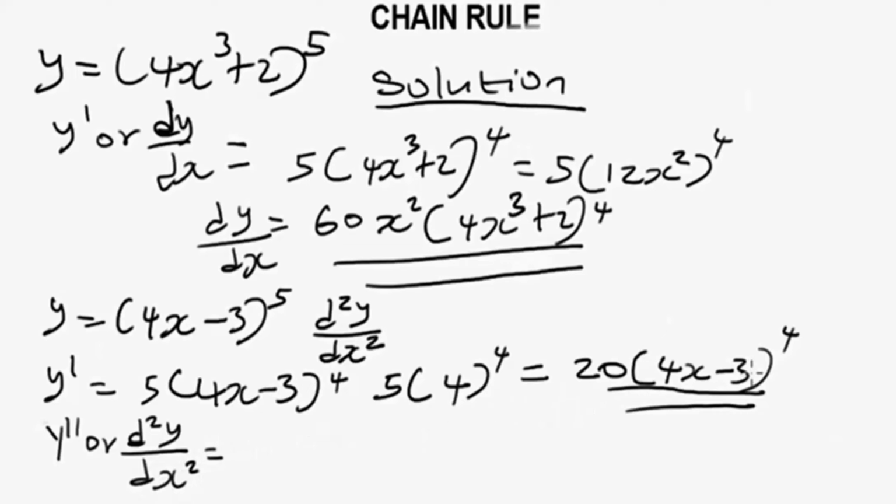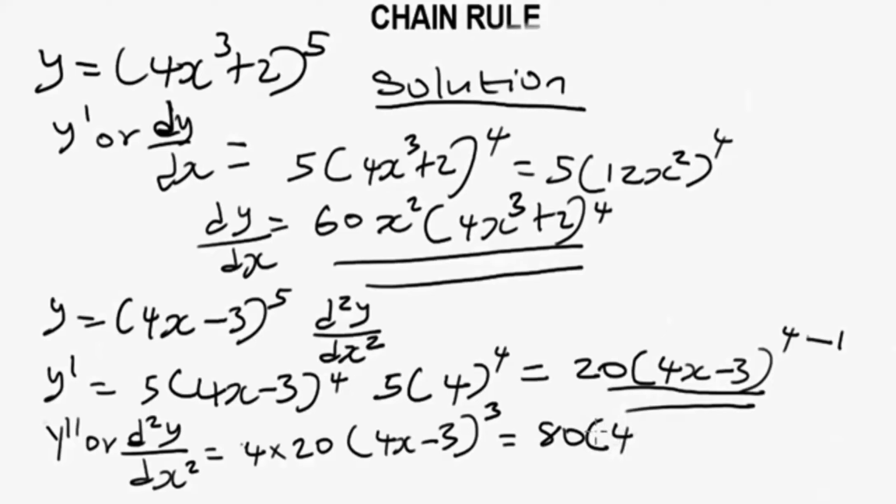So subtract 1 from this power 4. At the same time, this 4 will come and multiply this 20. So you have 4 times 20 in brackets, 4x minus 3 bracket close. Subtract 1 from this 4, we're going to have 3 as the power here now. So let's break it down. We're going to have 4 times 20, 80. So 80 times the derivative of what is in this bracket, so we're going to have 4.